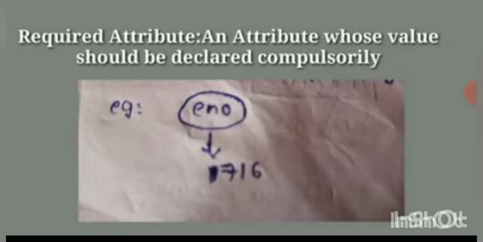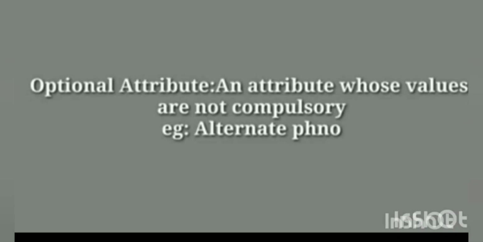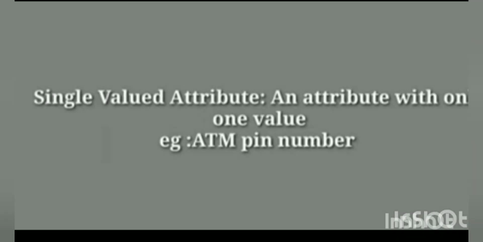Third one is required attribute, an attribute whose value should be declared compulsorily. Example, e-number. In every table, it's mandatory to mention. And the fourth one is optional attribute, an attribute whose values are not compulsory. Example, alternate phone number. Single valued attribute, an attribute with only one value. Example, ATM PIN number. ATM PIN number has only one value.